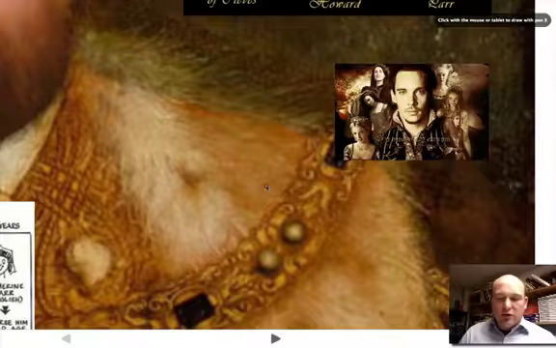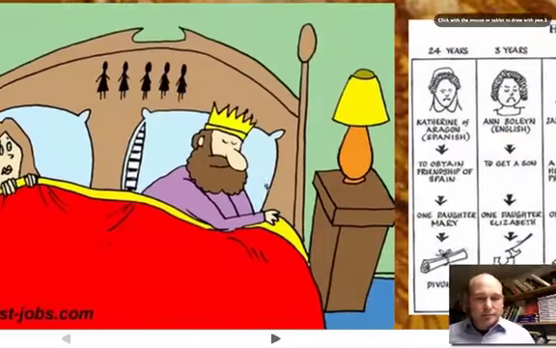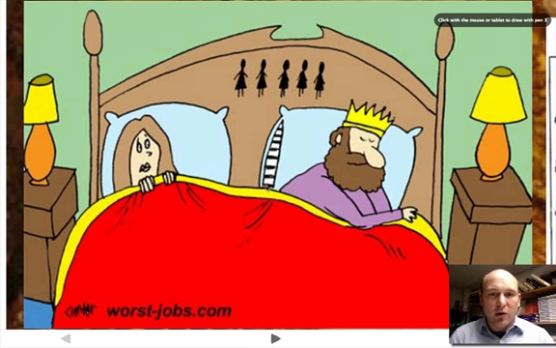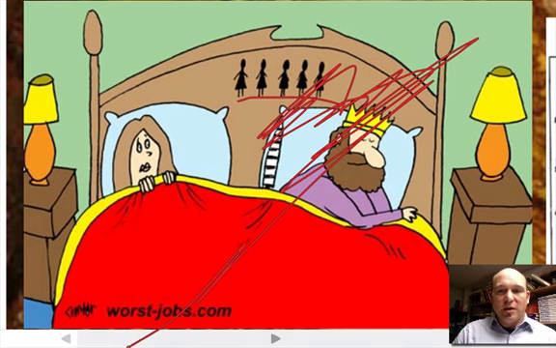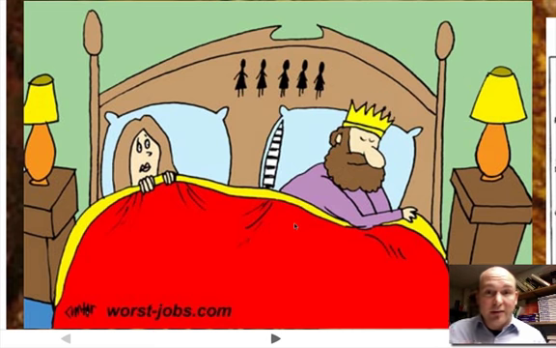Okay, and then a funny cartoon. Oops, I'll go back here. A funny cartoon about one of the worst jobs you could ever have. Henry VIII's 6th wife. And here he's got some marks on his bedpost, implying that she may be number 6.